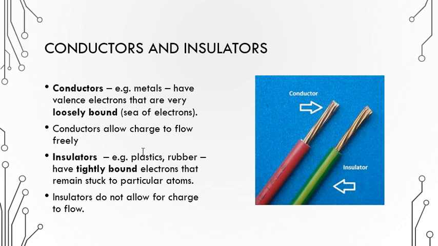However, insulators, things like plastics and rubbers, so we've got our wire, that's the conductor. Insulators, things like rubbers and plastics, their outer shell electrons, their valence electrons, are actually really tightly bound. So they don't have those extra electrons to allow the flow of charge. So that is why we use things like plastics and rubbers to insulate wires, because these don't allow the flow of charge, so we can actually handle wires and it's not going to shock us. So insulators do not allow for the flow of charge.